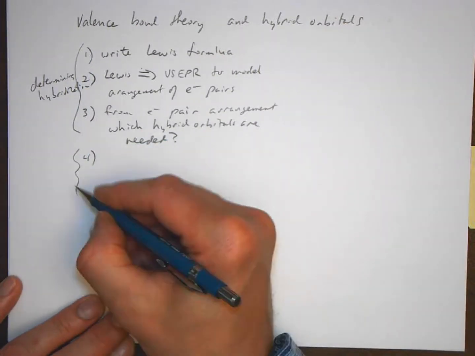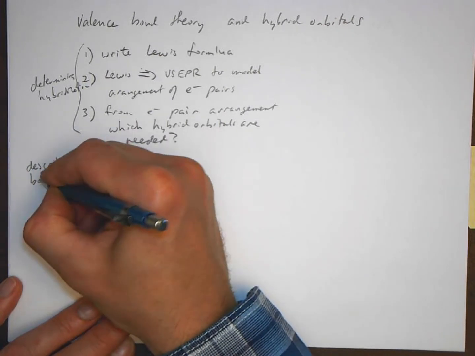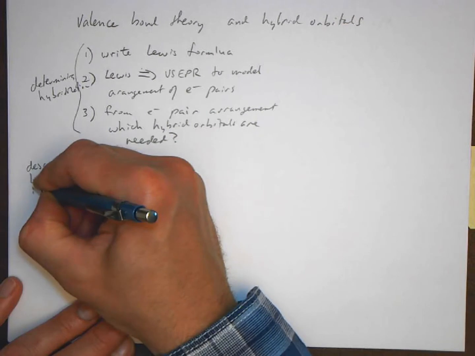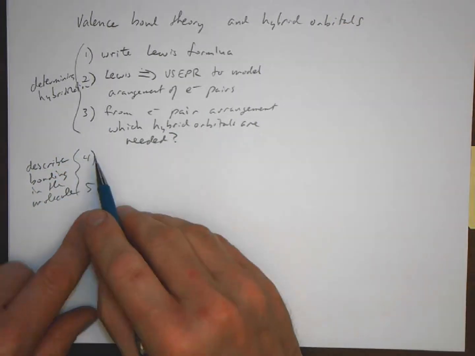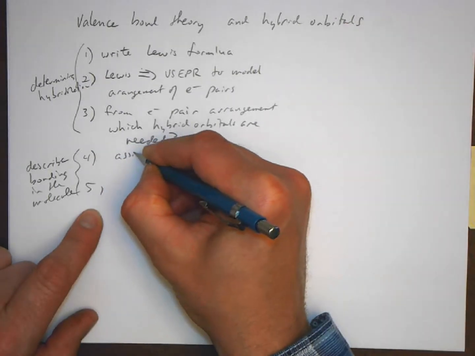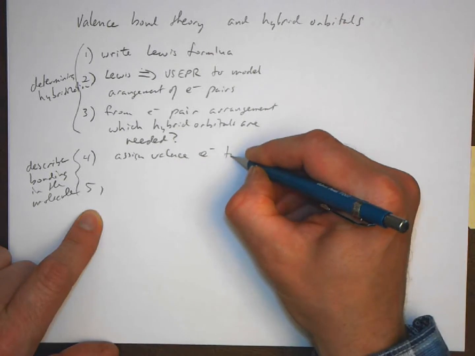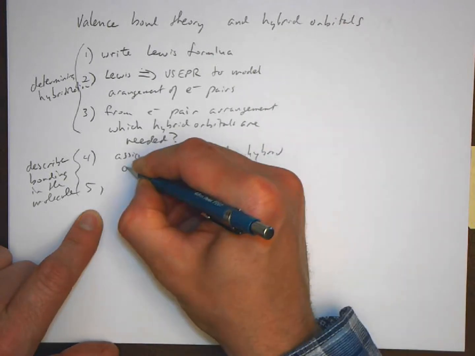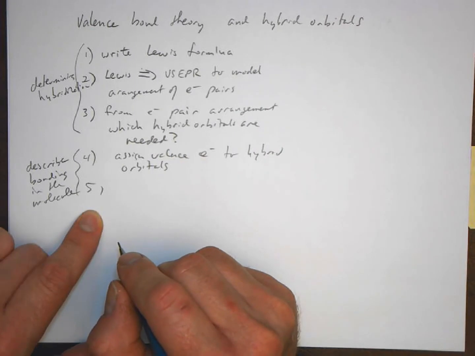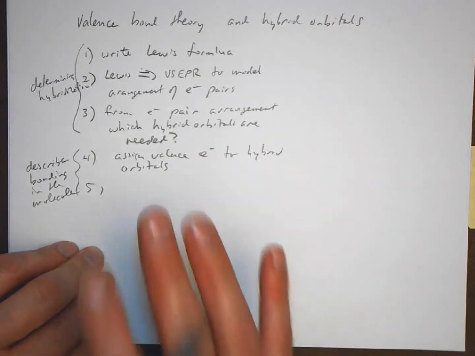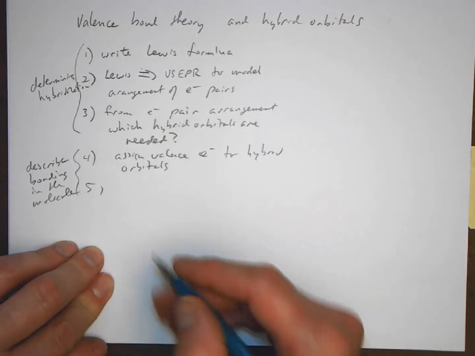And then the next two steps will describe the bonding in the molecule. The next two steps would be to assign valence electrons to hybrid orbitals, one atom at a time, only pairing when necessary.